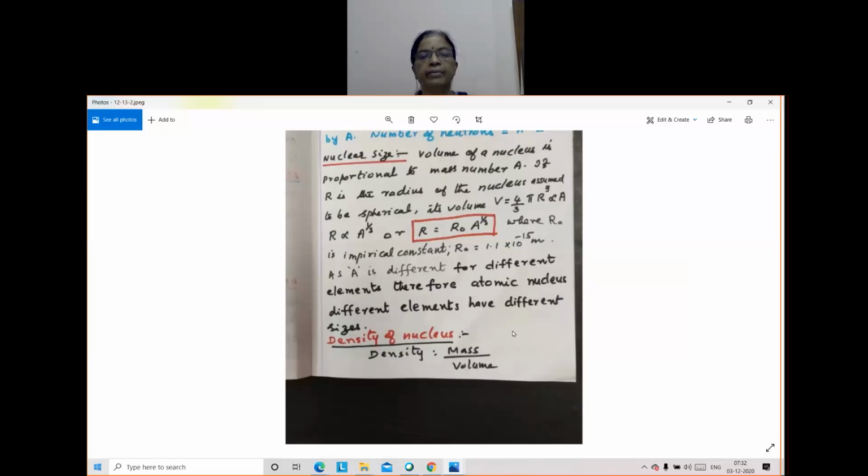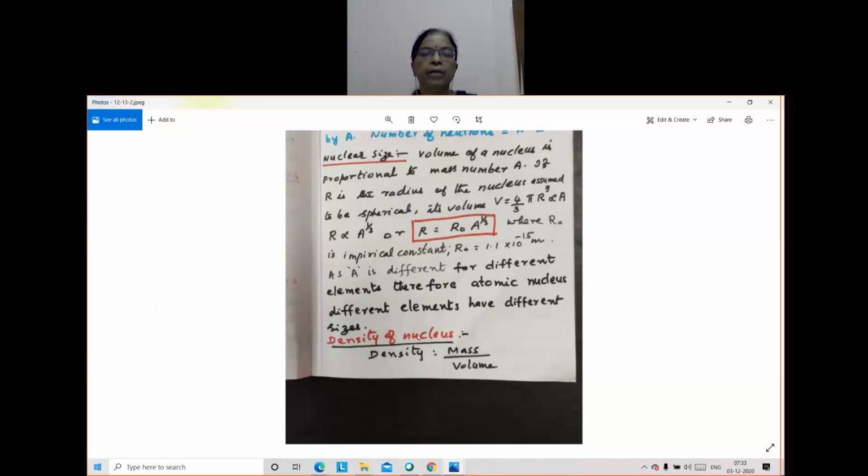Another question, density. Density is mass by volume. Is the density of nucleus same for all nuclei? What is your idea? Density of nucleus. How dense is it? Whether it is denser than water or other things. All such things we have to calculate. How will you calculate density? Mass by volume.